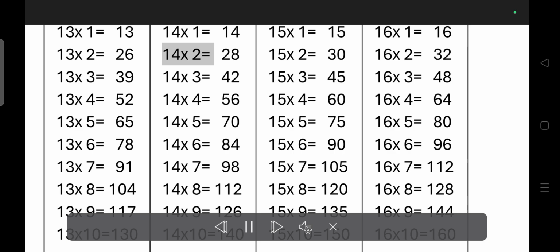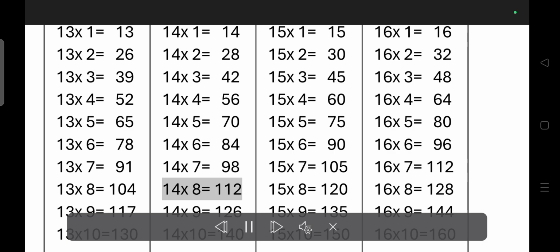14 times 2 is equal to 28. 14 times 3 is equal to 42. 14 times 4 is equal to 56. 14 times 5 is equal to 70. 14 times 6 is equal to 84. 14 times 7 is equal to 98.